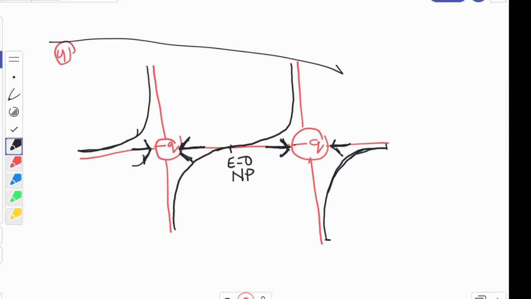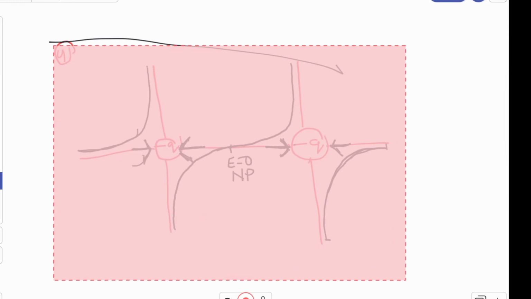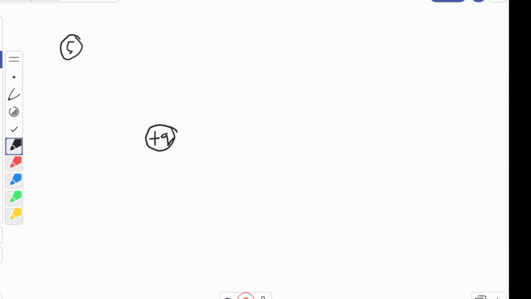Now we'll discuss the next graph. Graph number 5. What we have seen are two charges of the same nature. Now we'll discuss different nature charges. Suppose it is plus q and it is minus q. Then how will the graph be?